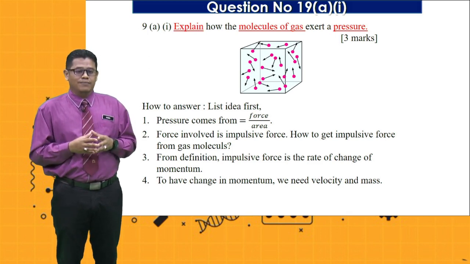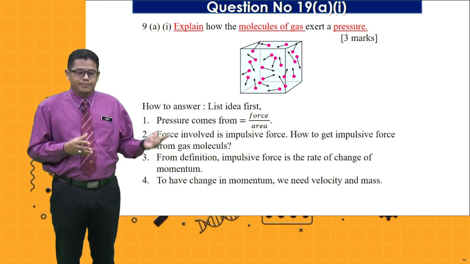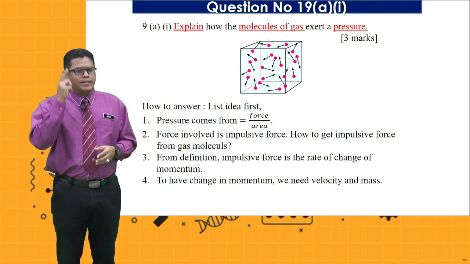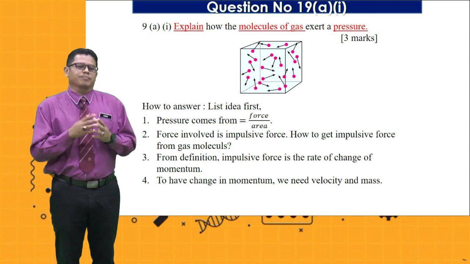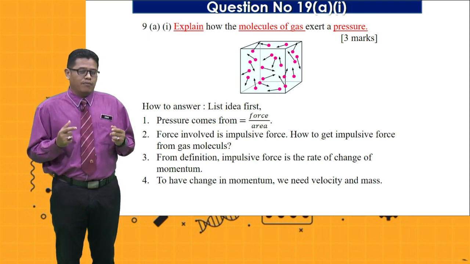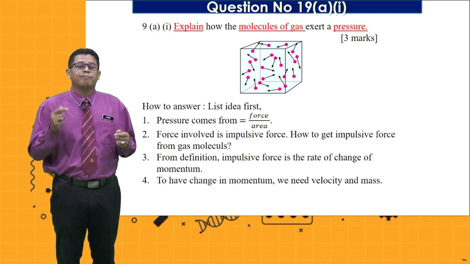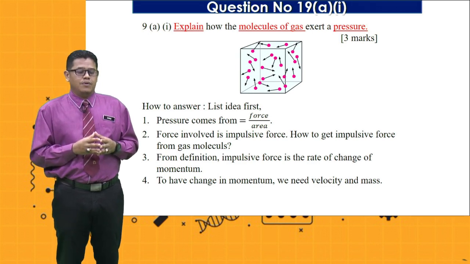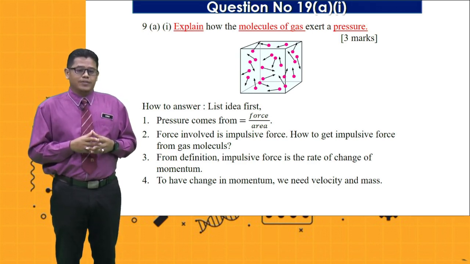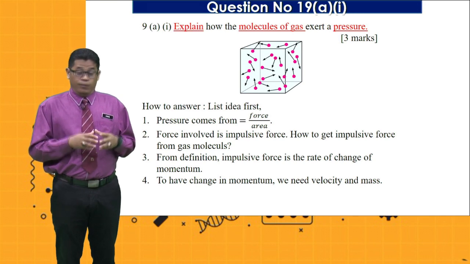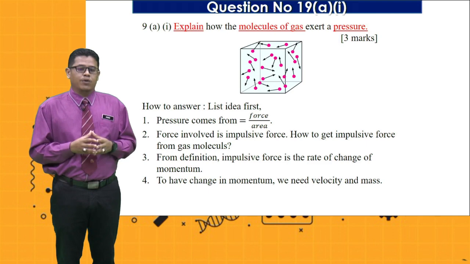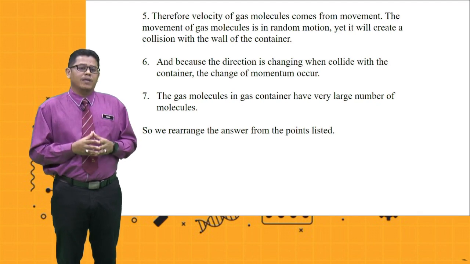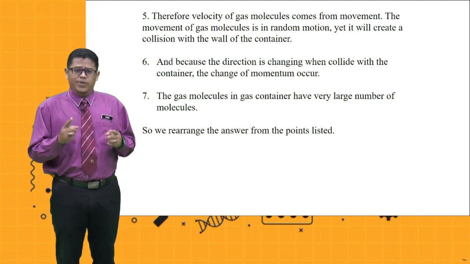How to answer? First, list the ideas. Number 1, pressure comes from force over area. So you might think where the force comes from. The force involved is impulsive force. How to get impulsive force? From the molecules. By definition, impulsive force is the rate of change of momentum. And when you have momentum, of course, it requires velocity and also mass. Therefore, the velocity of a gas comes from movement.